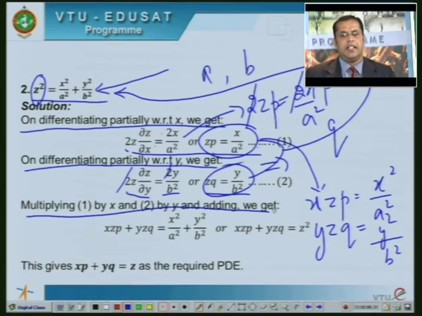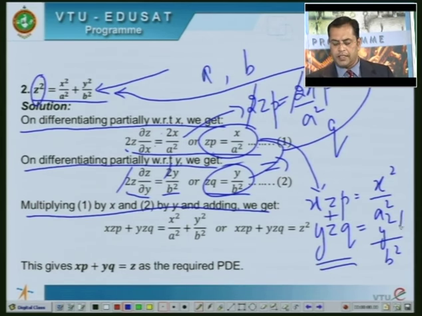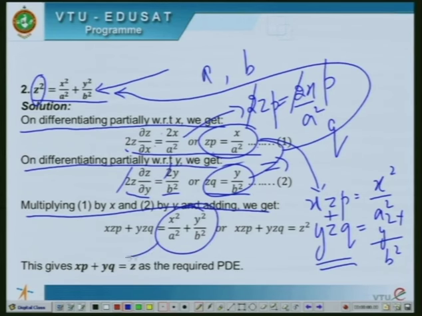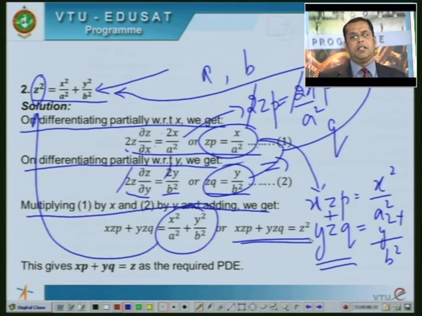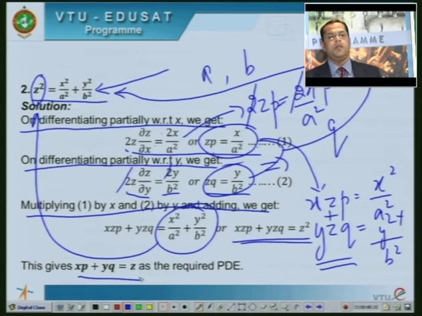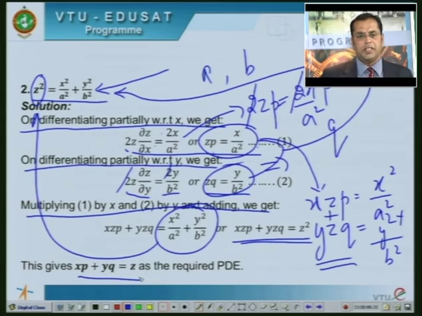and adding, we get xzp plus yzq equal to, right side, x square by a square plus y square by b square. But x square by a square plus y square by b square is z square from the given expression. So, that you get the PDE as xzp plus yzq equal to z square. Observe that you have z common. So, divide each term by z on both sides. So, finally, you get xp plus yq equal to z is the required partial differential equation.